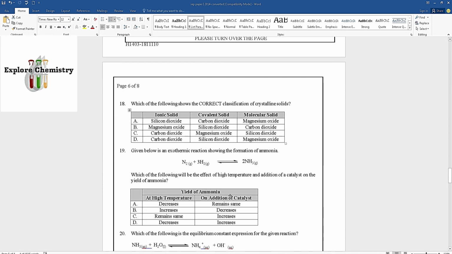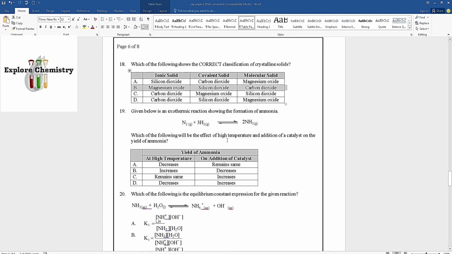Number 18, which of the following shows the correct classification of crystalline solids? Ionic solids cannot be silicon dioxide or carbon dioxide. It can be only magnesium oxide because an ionic bond is formed between a metal and a non-metal. Magnesium is a metal, oxygen is a non-metal. So this is the correct option. Covalent solid is silicon dioxide, molecular solid is carbon dioxide, like dry ice.